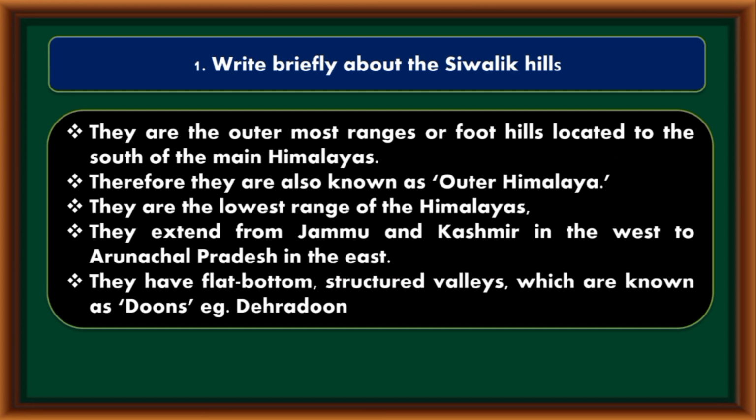Write briefly about the Siwalik Hills. They are the outermost ranges or foothills located to the south of the main Himalayas. Therefore, they are also known as Outer Himalaya. They are the lowest range of the Himalayas. They extend from Jammu and Kashmir in the west to Arunachal Pradesh in the east. They have flat bottom structured valleys which are known as dunes. Example, Dehradun.